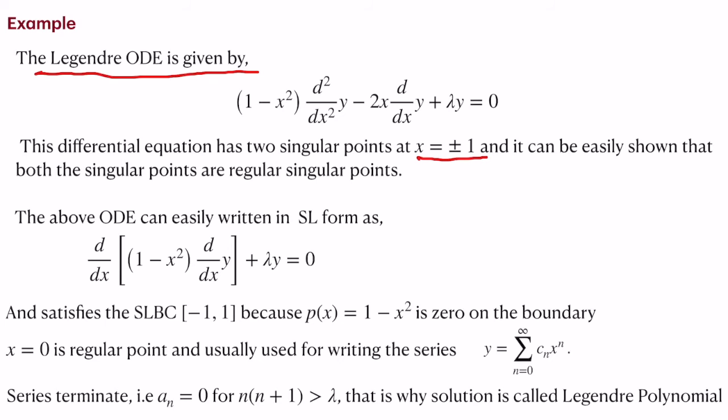Now it can be easily written in the Sturm-Liouville form, that is d by dx of 1 minus x squared dy by dx, plus lambda times y. Now it is easy to show that this does satisfy the Sturm-Liouville boundary condition because of the simple reason that p of x, that is 1 minus x squared, is 0 on the boundary at minus 1 and plus 1. So that is one of the trivial cases of the Sturm-Liouville boundary condition.